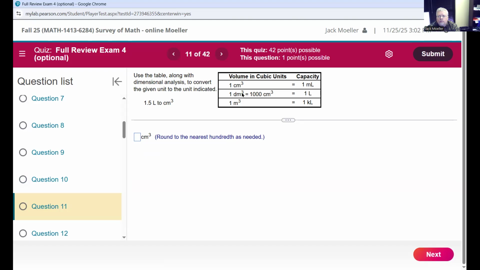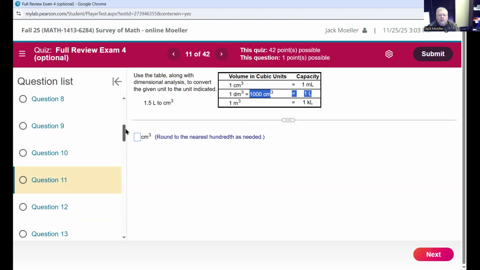Okay, so it may throw you a little bit because it says a decimeter cube is 1,000 centimeters cube, but there's also an equals. So they're telling you that 1,000 cubic centimeters is 1 liter. So you have a direct conversion there. You put 1 liter on the bottom, you're putting 1,000 cubic centimeters on top, so you're basically multiplying by 1,000.